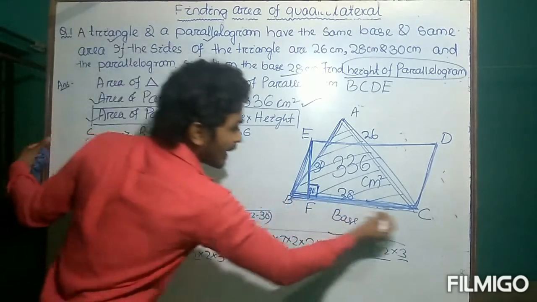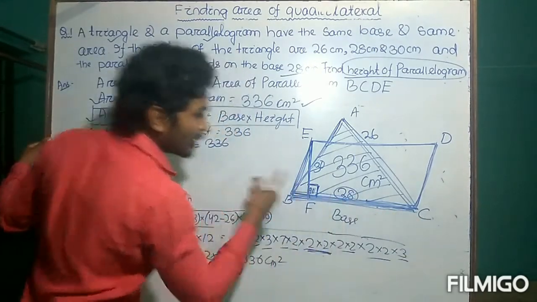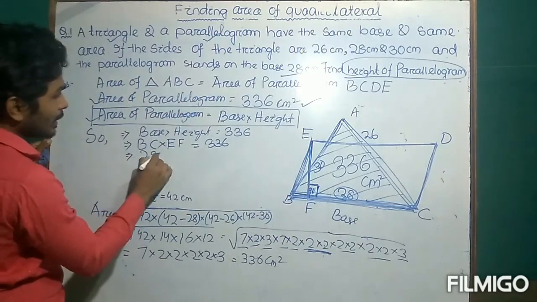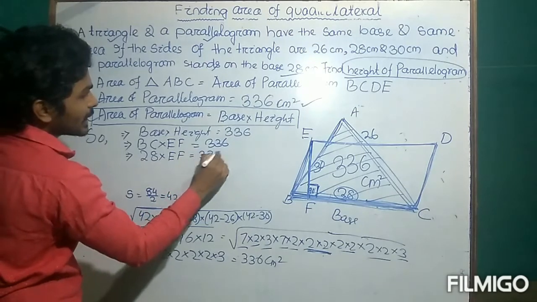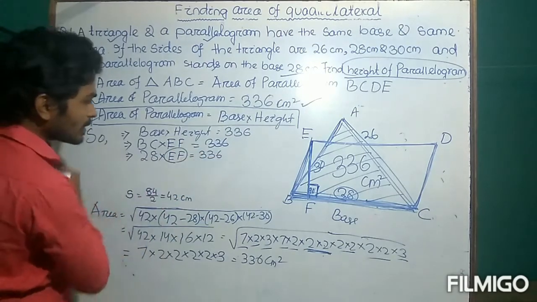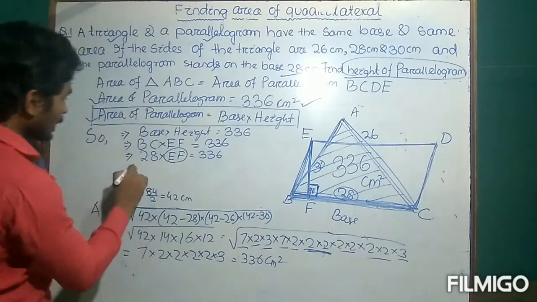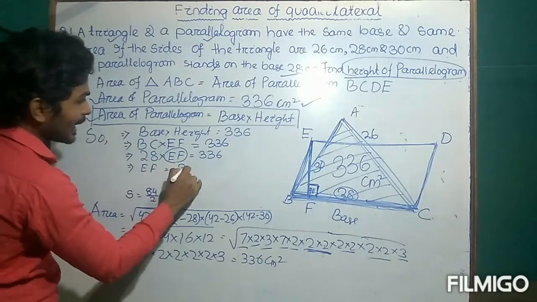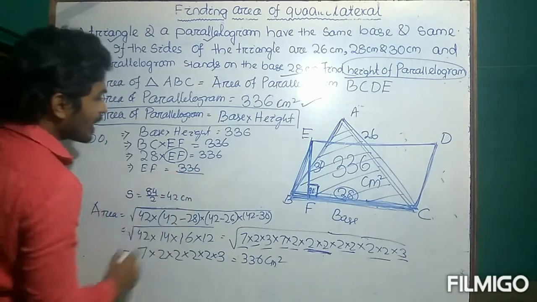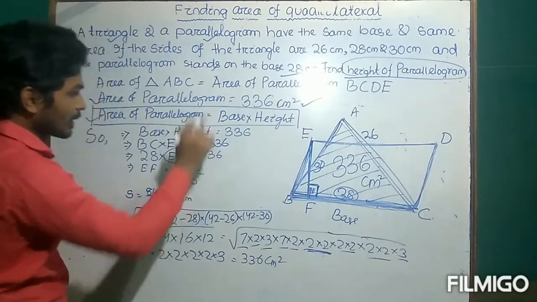Here we know the value of BC. BC is how much? 28 centimeter. But we do not know the value of EF. Base into height is 336. Now what is unknown to us? EF is unknown. So we can find EF by dividing 336 by 28 on the right hand side.